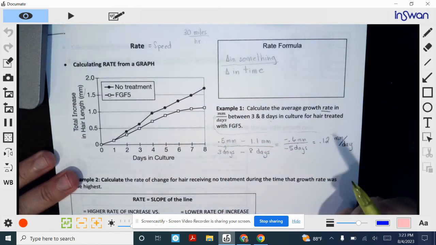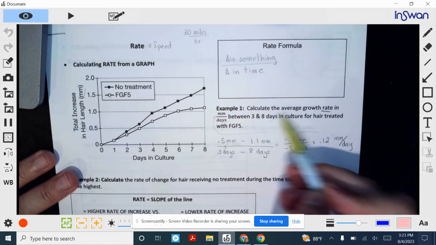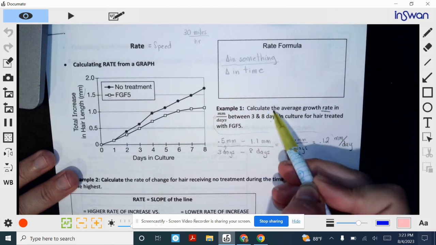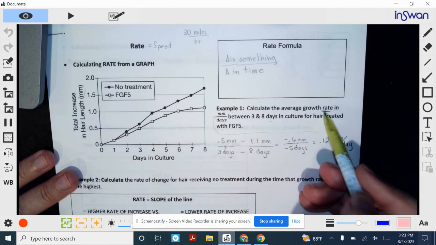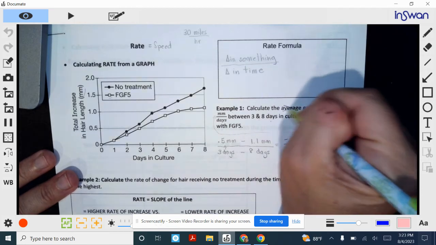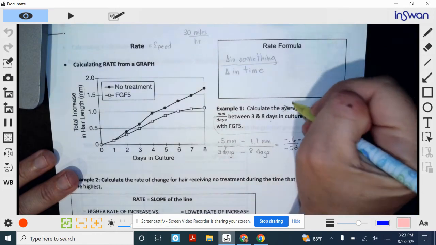Now, one thing I want to point out, when you see calculate rate, if they say calculate the average, it's the exact same thing. I want you to put an X through the word average there, and I want you to write ignore it.